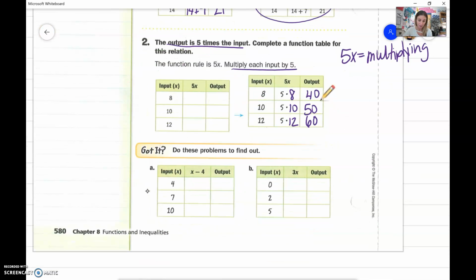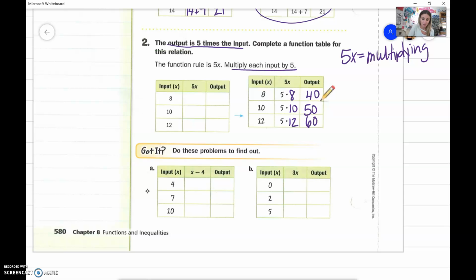All right, let's take a look at this one. Here's our input, here's our rule. So take a look at what our rule is. Our rule is x minus 4. So we're going to replace our x with 4. 4 minus 4 is 0. Then I'm going to come down here and I'm going to finish this one. I'm going to replace my x with 7. My rule is minus 4, which gives me 3. Then I have 10 minus 4, which is 6. Pretty easy, right?